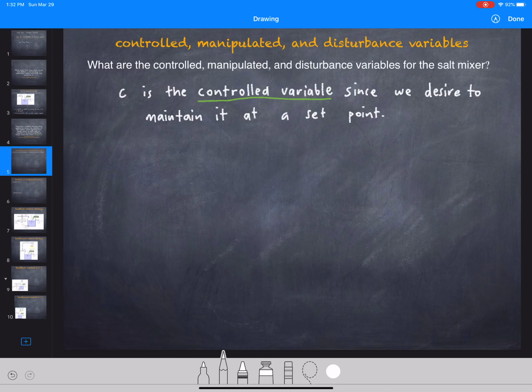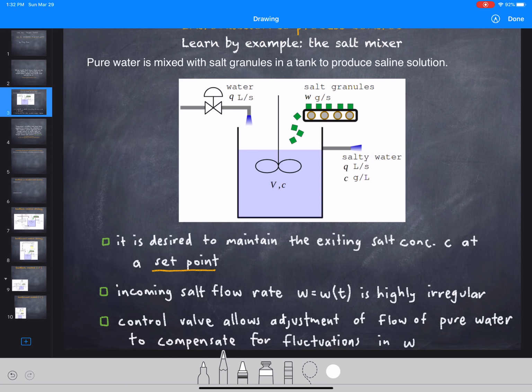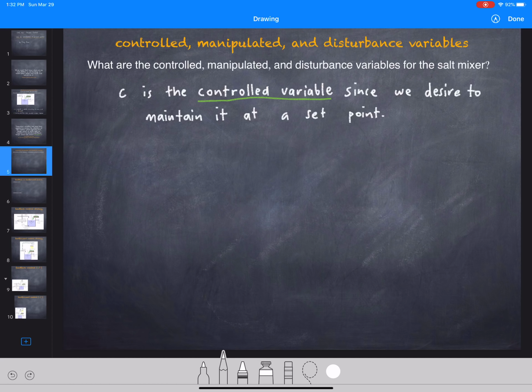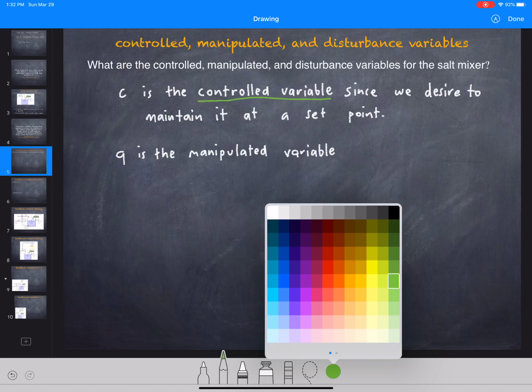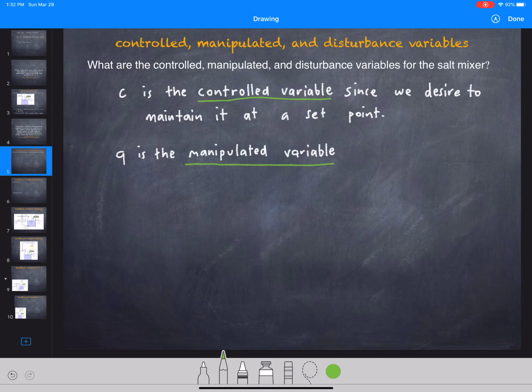So the manipulated variable here is Q, because what we're doing is adjusting the flow rate of water via this control valve here in order to compensate for changes in W. So that's what we're manipulating. So Q is the manipulated variable. Give this one a nice underline too.